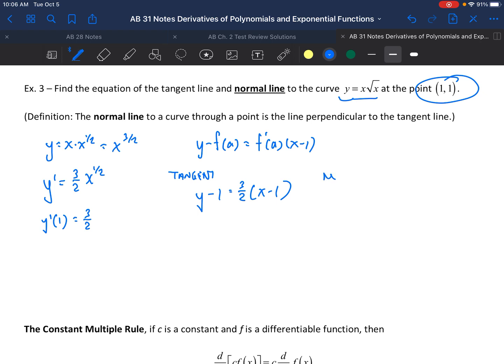Our normal line, and you may have seen this in physics, the normal force perpendicular to a vector, usually that car on the hill problem. Normal is perpendicular. Slopes, opposite reciprocal.